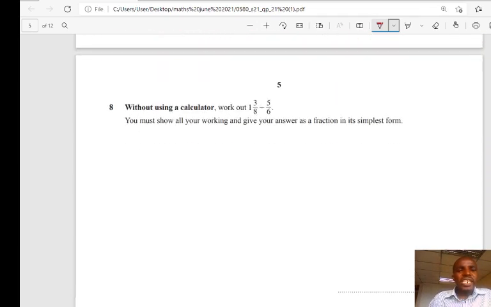Next question, number 8. Without using a calculator, work out 1 and 3 over 8 minus 5 over 6. You must show all your working and give your answer as a fraction in its simplest form. First thing first, convert 1 and 3 over 8 to an improper fraction. It will be 8 times 1, then plus 3. 8 times 1 is 8 plus 3 is 11, then over 8 down there, minus 5 over 6.